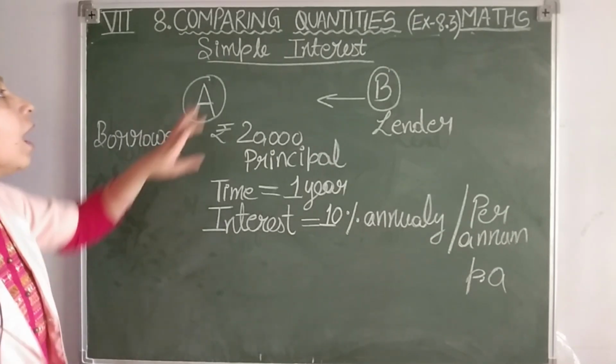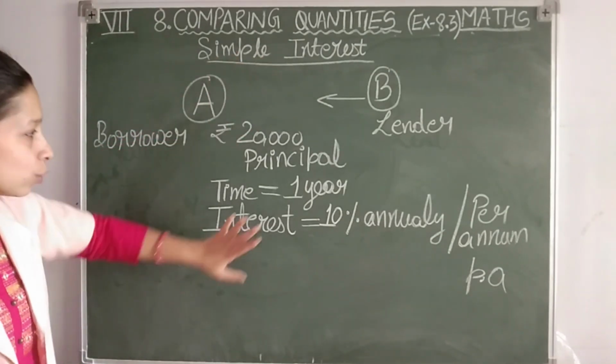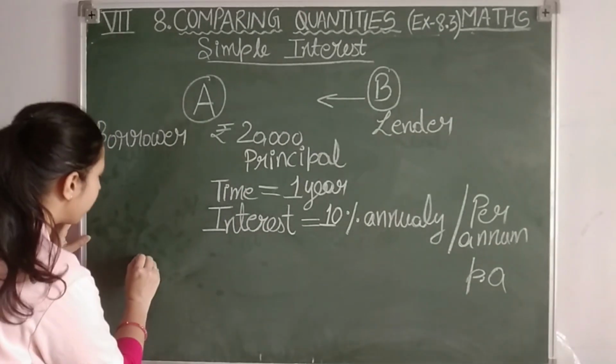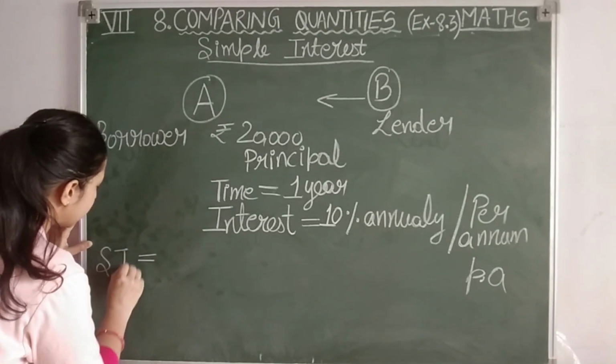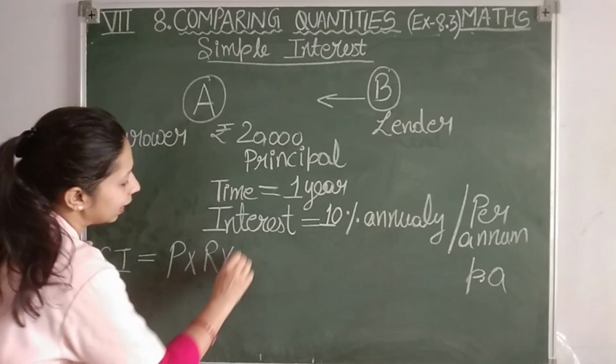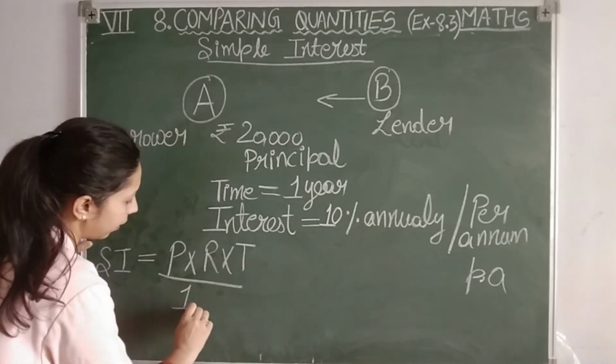So now I want to calculate, suppose I am A, how much I have to pay as interest to B. So I will be using one formula, students. Formula to calculate simple interest. Formula will be P into R into T upon 100.